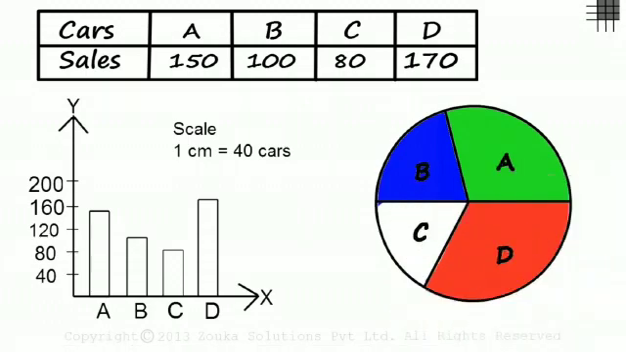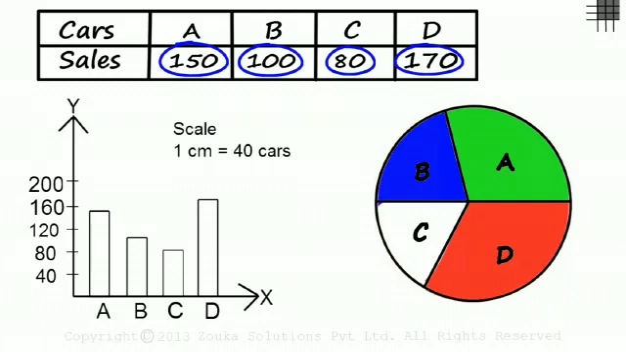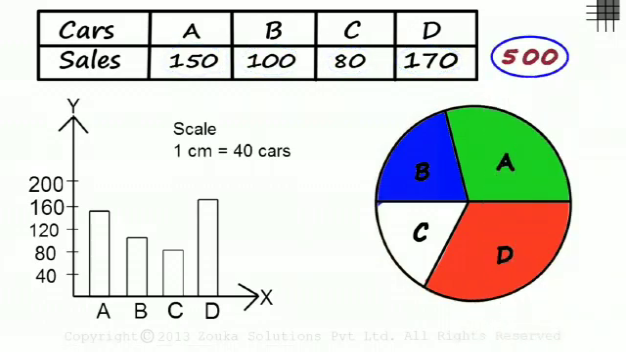Do not worry about how we drew this. We will see that soon. Just try to understand the logic first. Assume this entire circle represents the total number of car sales. These 4 sum up to 500. 500 cars were sold that month.